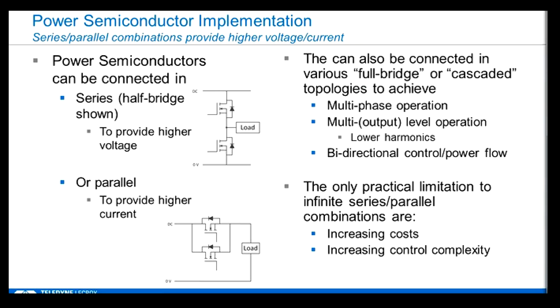Power semiconductors, once you have a device, you can now hook up two devices. You can either hook them up in a series half bridge like this to provide a higher voltage, or in parallel to provide a higher current carrying capability. And then you can start cascading multiple series legs like this to get different types of operation as well. The only practical limitations to infinite series-parallel combinations are really increasing cost and increasing control complexity.